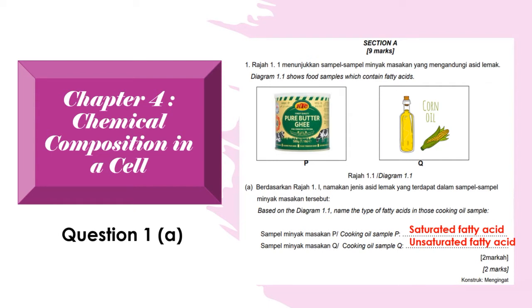For the cooking oil sample P, the type of fatty acid is saturated fatty acid. Whereas for the cooking oil sample Q, it is unsaturated fatty acid. You have to know that. Please go back to your textbook and make sure you can differentiate between saturated fatty acid and unsaturated fatty acid.